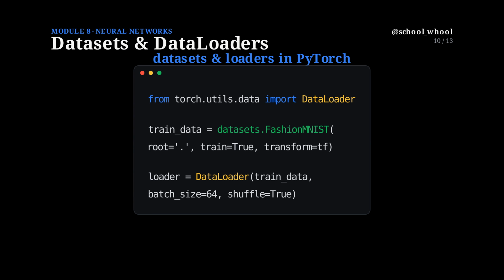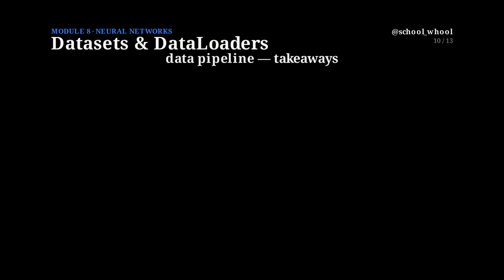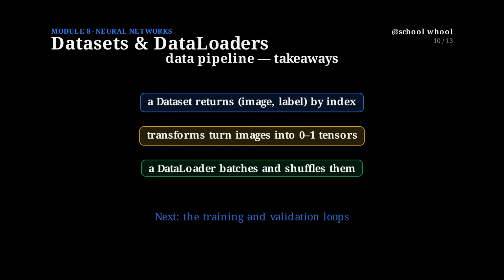So, the data pipeline in 3 tools. The dataset returns an image and its label by index. The transform turns that image into a tidy tensor of numbers. And the DataLoader shuffles everything and serves it in mini-batches, holding a sealed test set aside. With clean data flowing in, the network is finally ready to train.